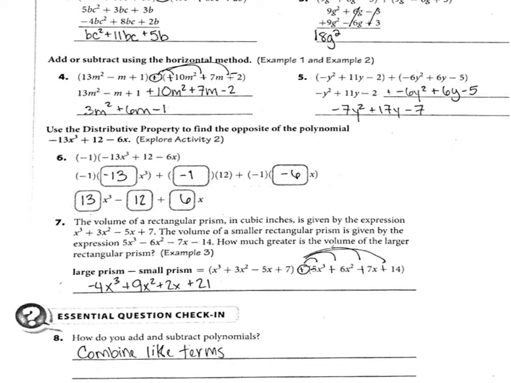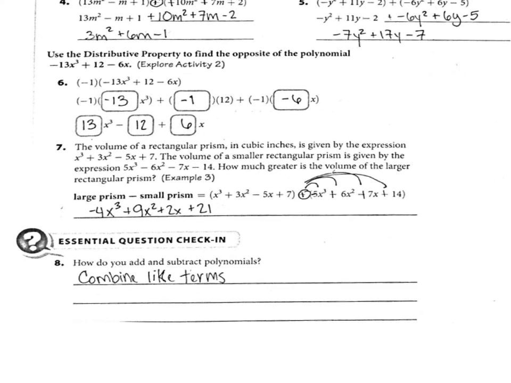Number 7, how much greater means you're subtracting them. So you have to add the opposite. And number 8, to add and subtract polynomials, you're really truly just combining your like terms. When you're done checking, unpause the video to go over what you're doing in class today.